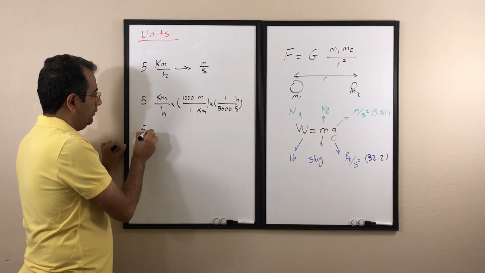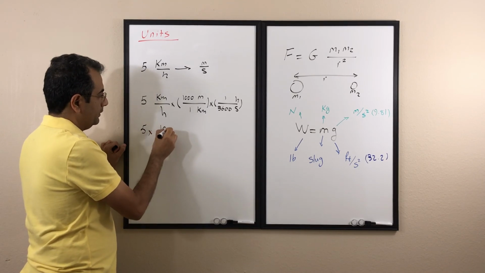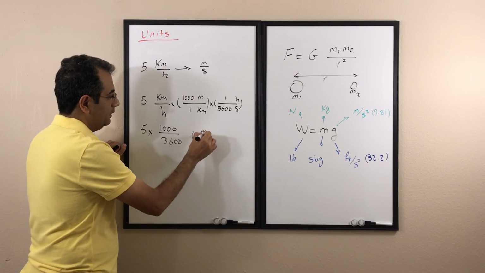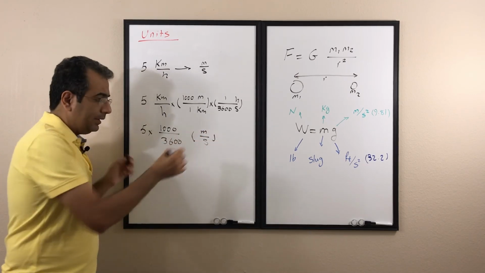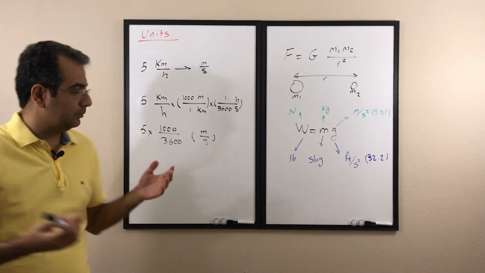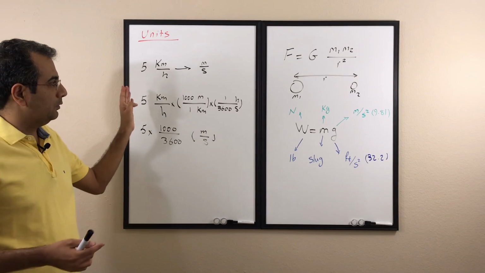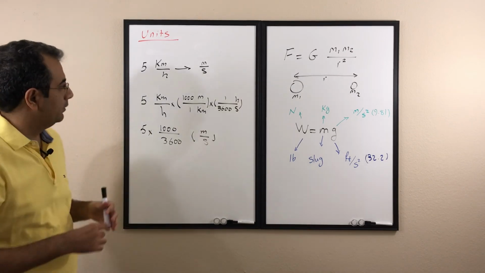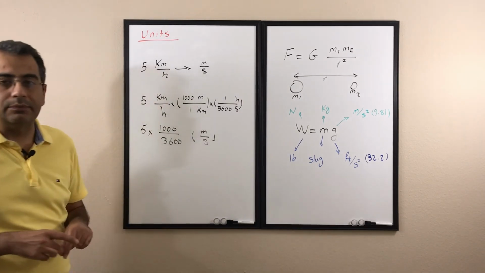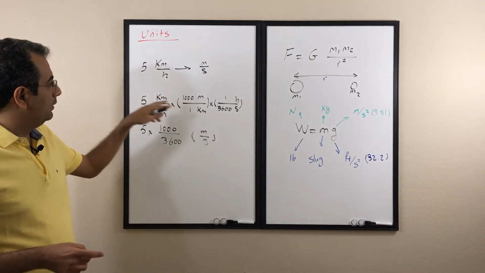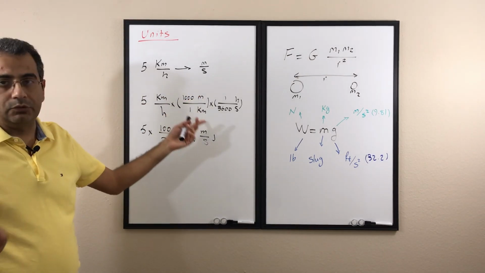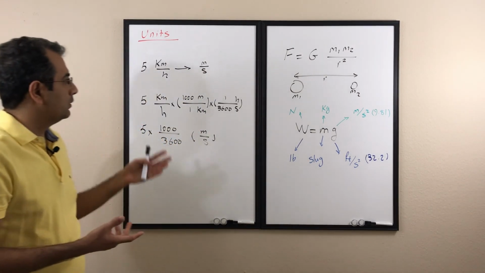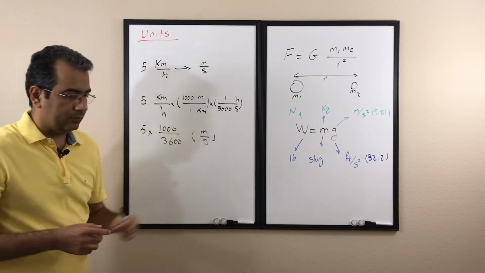So eventually you have 5 times 1,000 divided by 3,600, and whatever is the result is going to be in meter per second. You can do that with any other unit conversion, even if you want to convert in the metric, or if you want to convert from metric to US or vice versa. You can use exactly the same method here to cancel out the current unit and replace it with whatever unit we want, like what we have done here. And this is the very basics for what we need for the units.